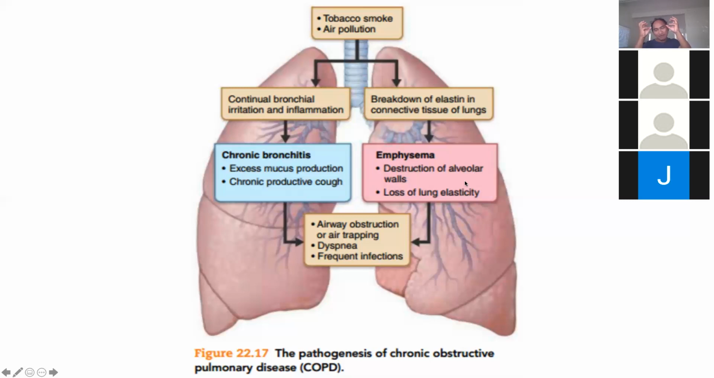So this little alveolar wall, which is just about 0.2 millimeter in size, is lined with type 2 pneumocytes and type 1 pneumocytes. They will all get damaged with the smoke we inhale, and the elastic fibers get damaged. And finally, that is what we call emphysema. So chronic bronchitis and emphysema together we call COPD, chronic obstructive pulmonary disease.